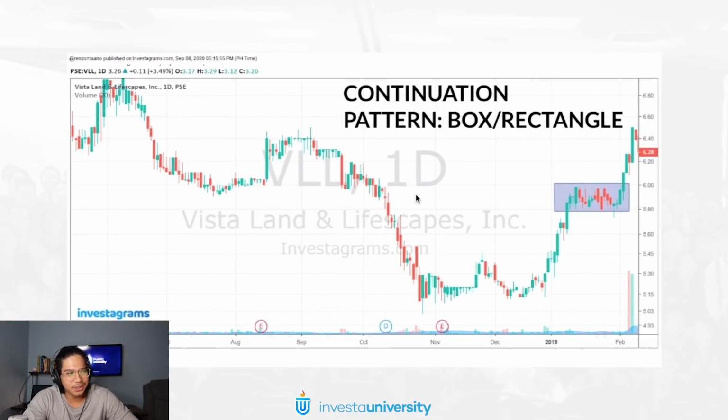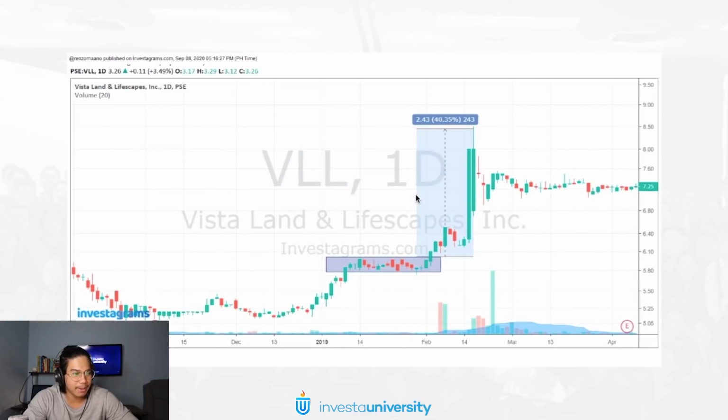Alright, so we have a continuation pattern which could be a buy opportunity if you are keen enough in the charts. We can see that when it broke out from that pattern, it went up by almost 40%. So it's a good opportunity for us.